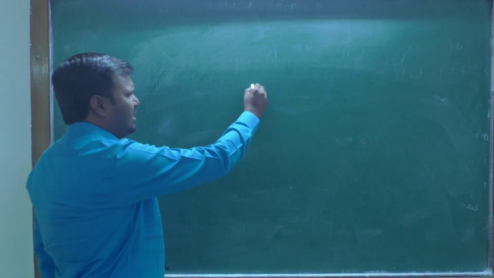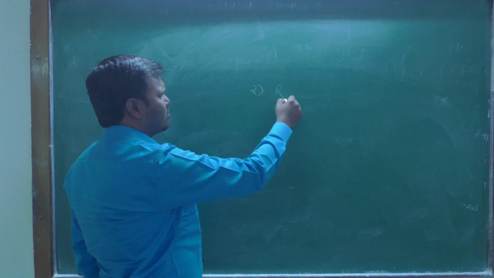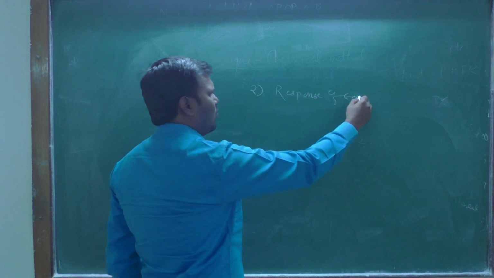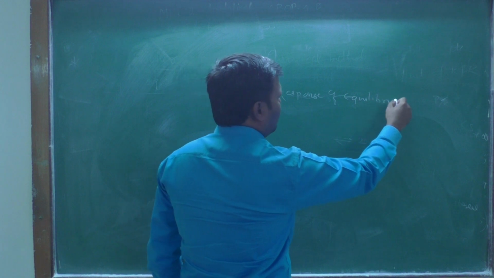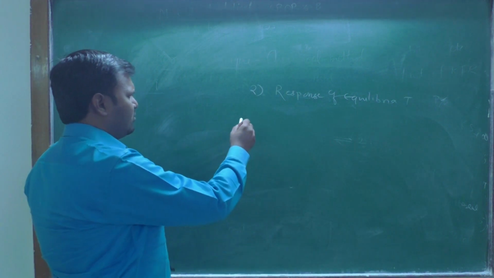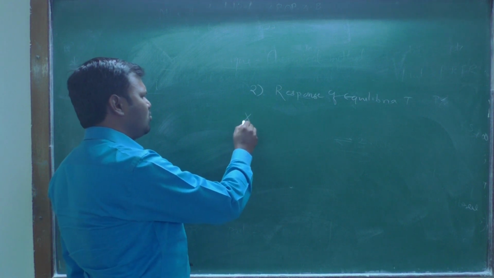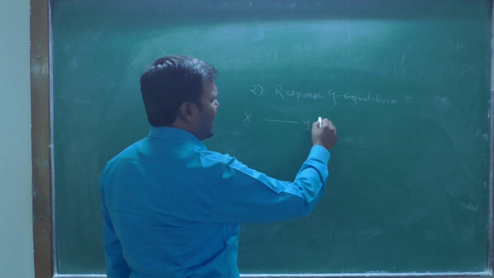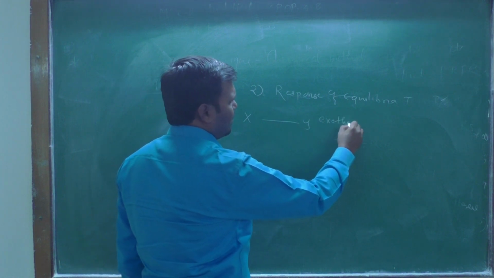The second one is the response of equilibria to temperature. Suppose you have X going to Y, you obtain the product, and suppose the reaction is exothermic.